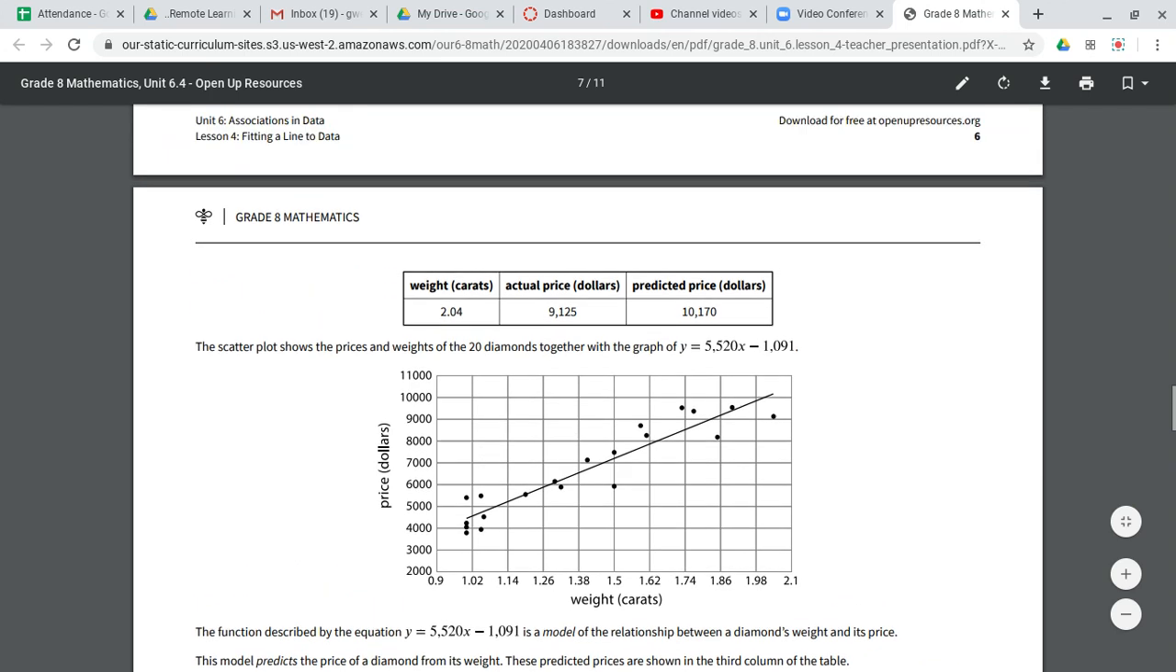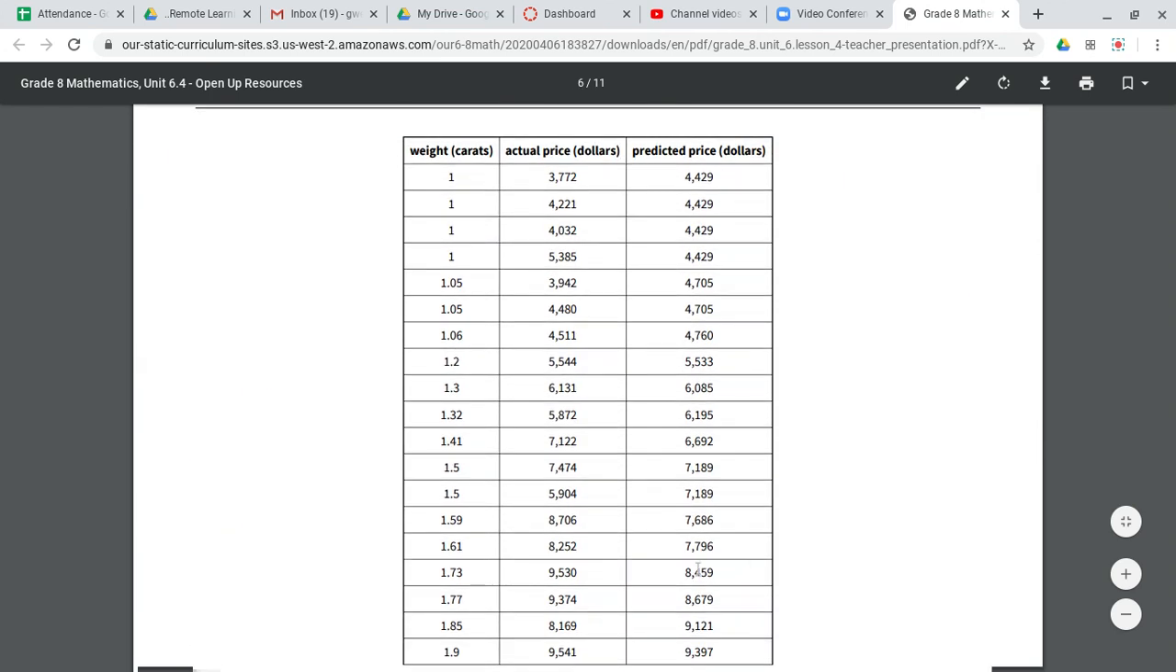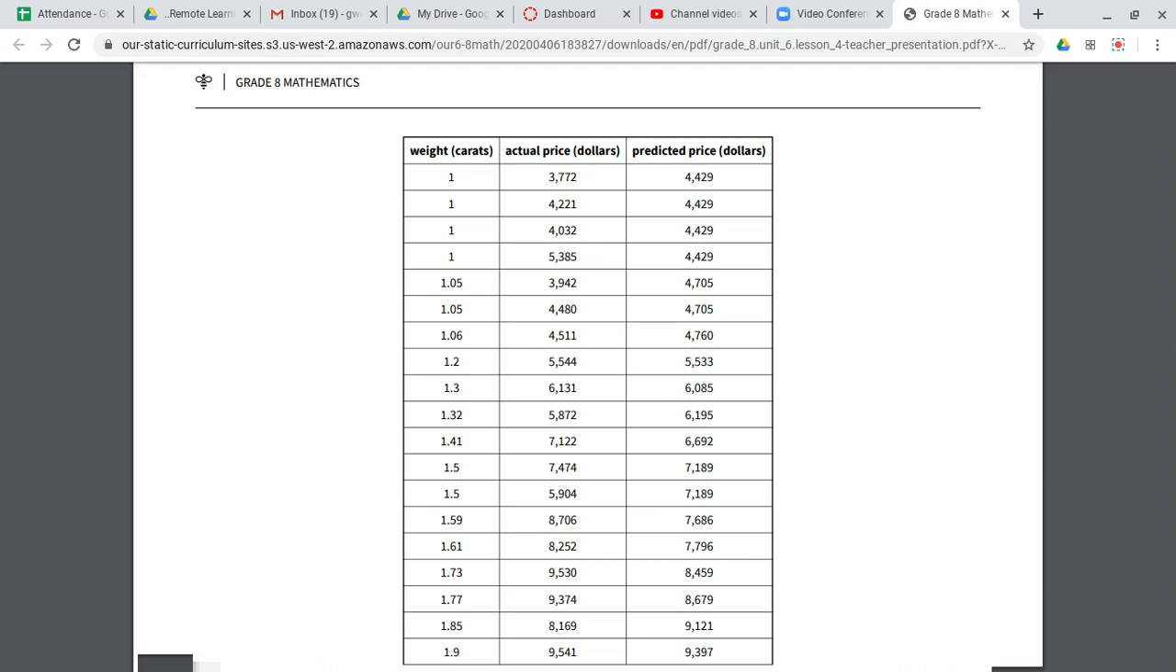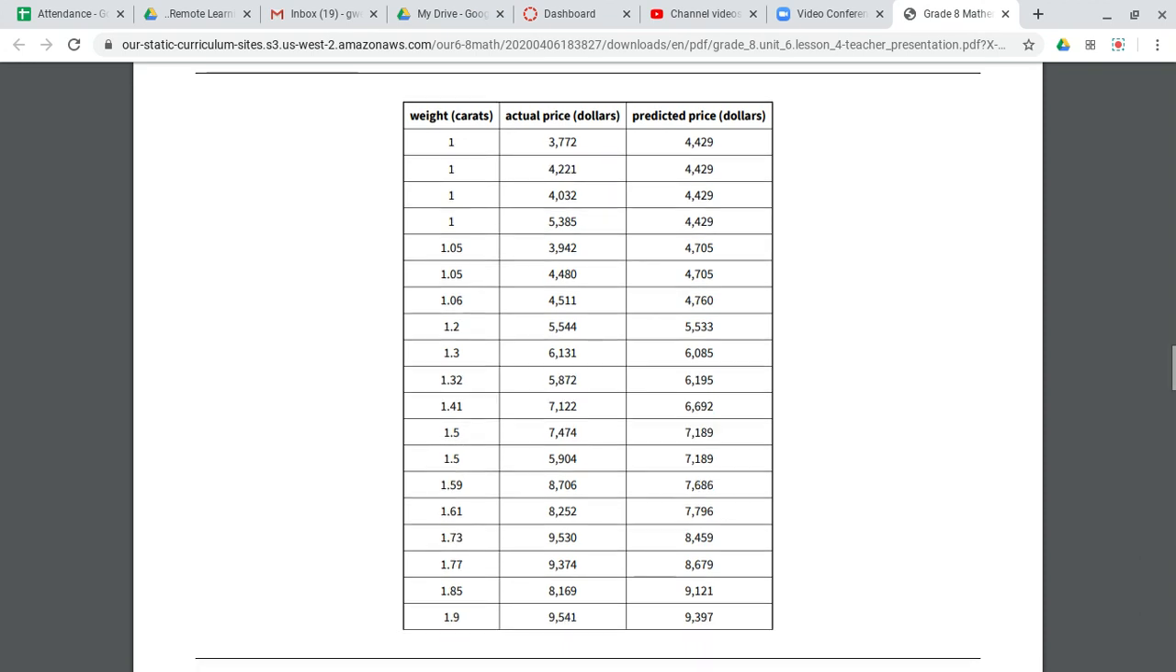So looking back up at the table, it said 1.5. Well, here are the 2 values. So I'm going to write this down on the whiteboard and then I'll show you in just a second so that way you can see it too. So we've got 7,474 and 5,904. So we can see that right here that there's 2 rows in the table that both show the 1.5.